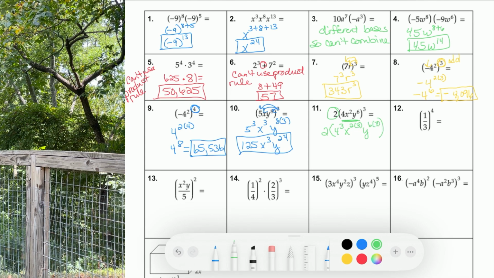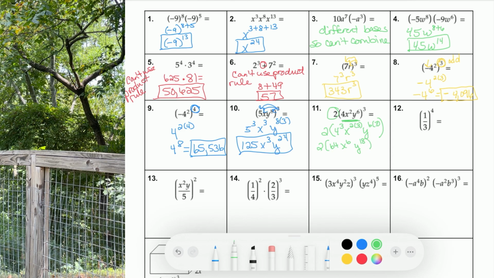I'm going to simplify that. That 4 to the power of 3 is 64. X to the power of 6 when we multiply the 2 times 3, and our y becomes, let's see, 6 times 3 is 18. Now we're not done. We still need to do that 2 times that 64. So we end up with 128, x to the power of 6, y to the power of 18. Now we're done, and we have simplified it all the way down.